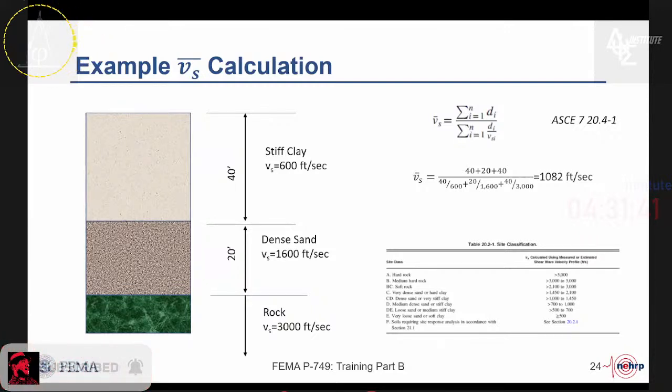To determine the average shear wave velocity for the site used to determine site class, we use the formula that you see in the upper right-hand corner here, executed with the calculation shown in the formula below it. We find that there is an average shear wave velocity for this site of just over 1,000 feet per second, which would put us in site class D using this procedure.